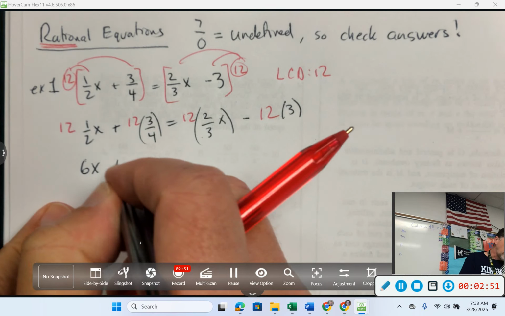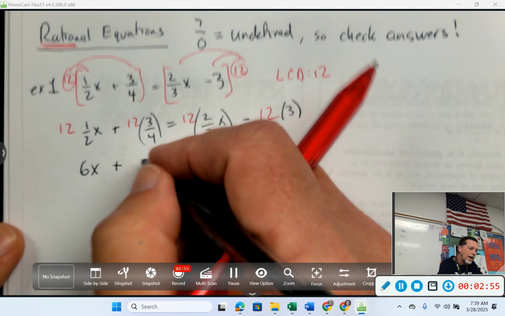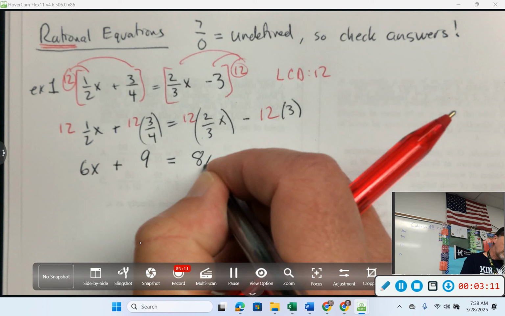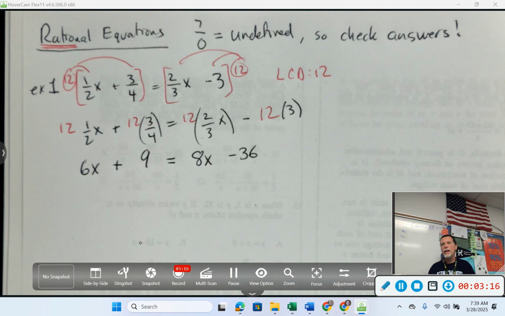So 6x plus 3/4 of 12 is 9. This is where a little number sense would sure be helpful. But if you need to slow it down and say 12 divided by 4 is 3, 3 times 3 is 9. Yep, that's okay. 12 divided by 3 is 4, 4 times 2 is 8. Minus 36. And now we've got a simpler problem to deal with.